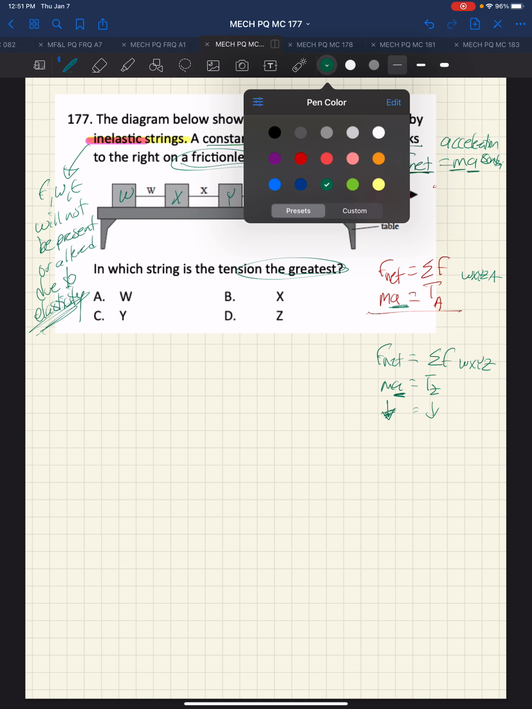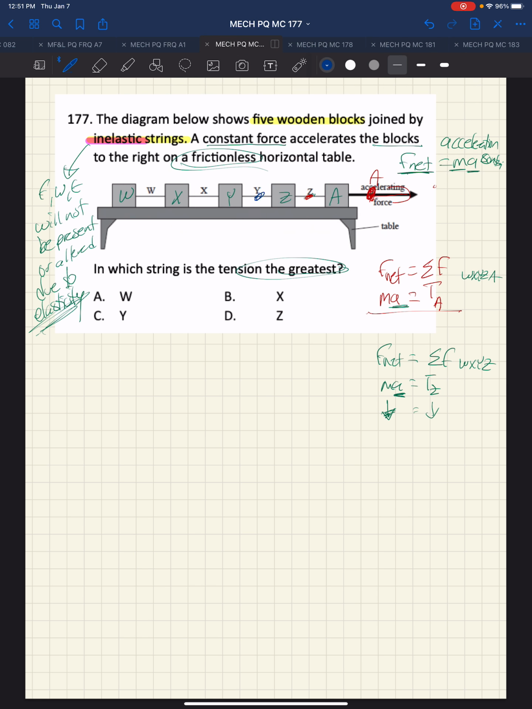Well, by the same reasoning, now we can take a look at location Y, and we can say F net is the sum of the forces. That is ma. Sum of the forces is TY. Acceleration is the same because they're all connected. The mass has decreased, so TY has decreased. And so we can see for those reasons then, we can keep extending that downward, down the chain, and we will see that A has the greatest tension.